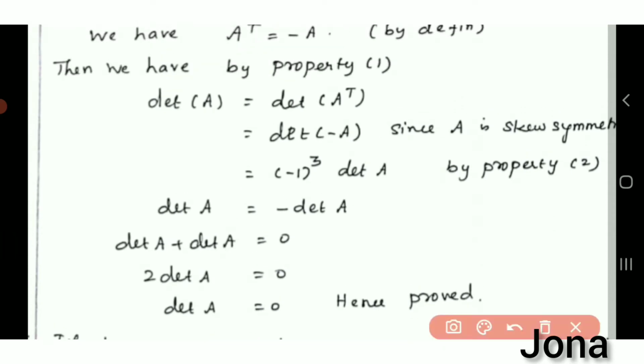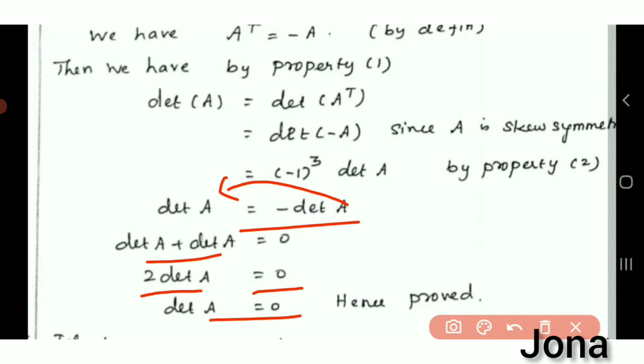So it can be written as determinant A equal to minus determinant A. Keep the minus determinant A on this side, it will become plus. So determinant A plus determinant A equal to 0. 2 into determinant A equal to 0, that is, determinant A equal to 0. Here we proved that determinant A is 0.